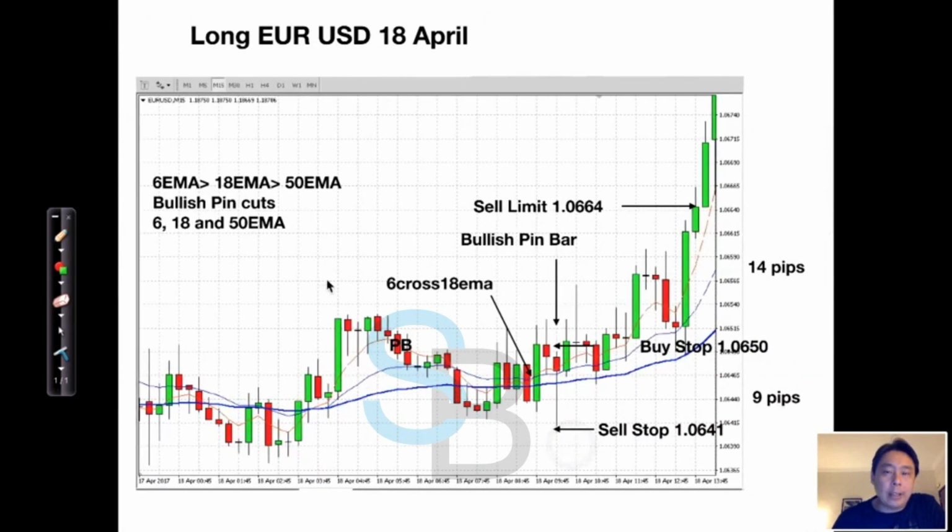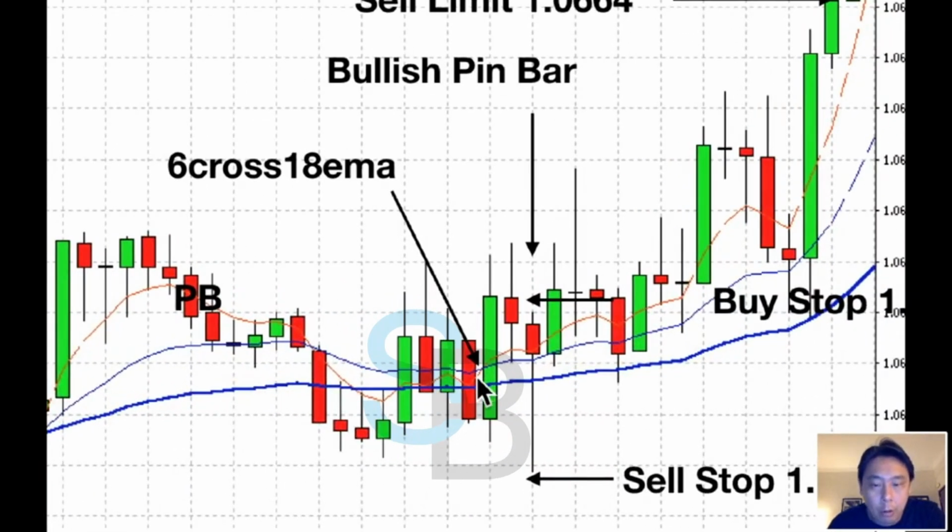So let's take a look at some of the long entries that I took recently. So here we go. This is a euro dollar, M15 candles, 18th of April. We have got the 6 crossing above the 18. 1 candle, 2 candle, 3 candle. Our bullish pin bar appears. There we go. So it cuts the 6, cuts the 18, cuts the 50, and all the way down gets rejected. I love that. Gets rejected off.